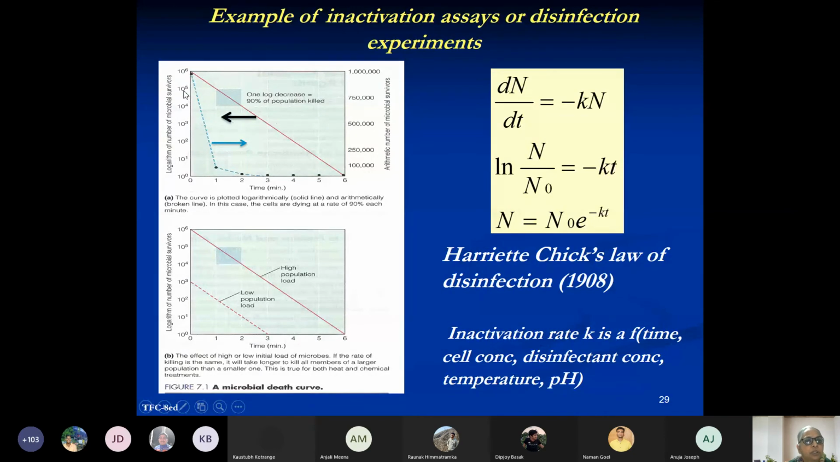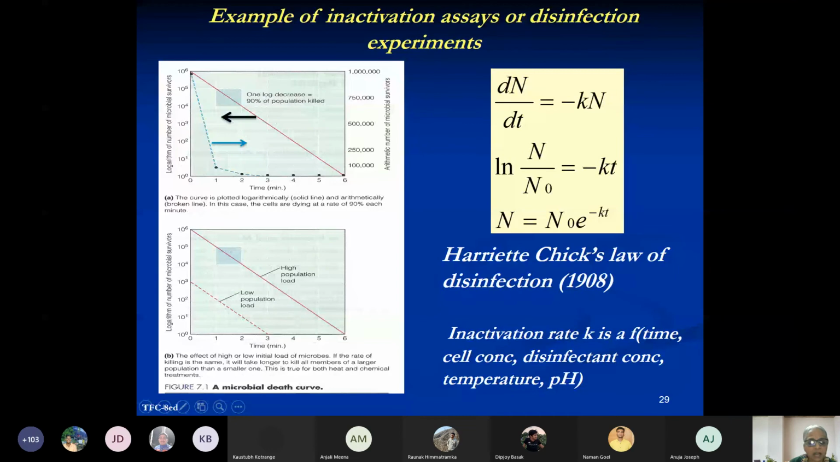So if you were to go from log 5 to log 4, the time it takes to get one log decrease means from 10 to the power 5, you have gone to 10 to the power 4. So that's one log decrease. It's also called decimal reduction time, but it also means that 90% of the population has been destroyed. So only 10% of the total population is surviving. That's why it's called decimal reduction time.